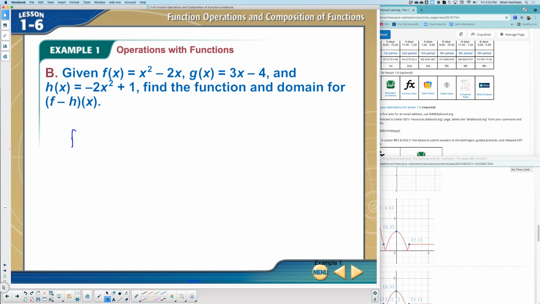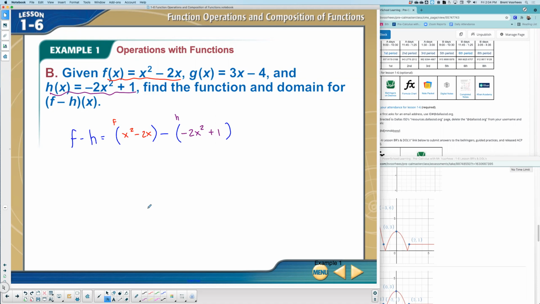So what I'm going to do here is take my f and subtract h's equation. Again, I'm writing shorthand. So I will use parentheses. The parentheses are f's equation. F's equation is x squared minus 2x. That is f. Now we are supposed to subtract h's equation. So this time I'm doing h, which is negative 2x squared plus 1. There's my equation for h.